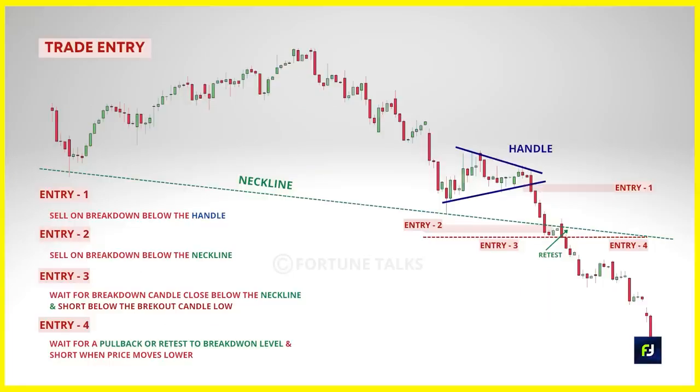The entry criteria are to either take a short trade when the price breaks below the handle of the consolidation or when the price breaks below the neckline. And a more conservative entry would be below the low of the breakdown candle after the breakdown candle closes below the support level. And if you have missed out on an entry, you can wait for a price pullback or retest back to the neckline and then go short when the price reverses lower.